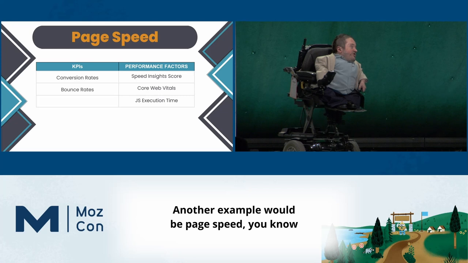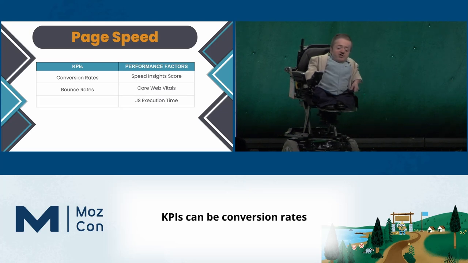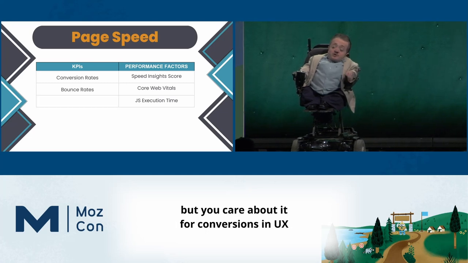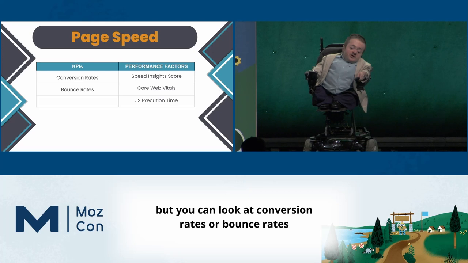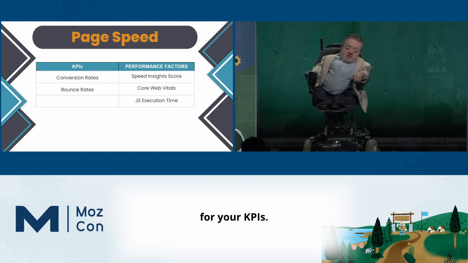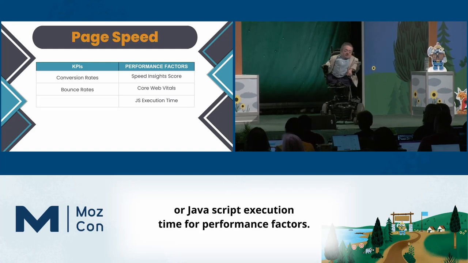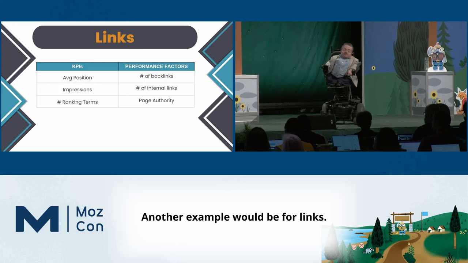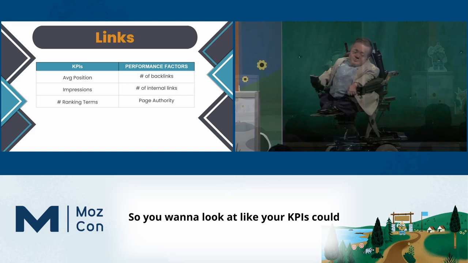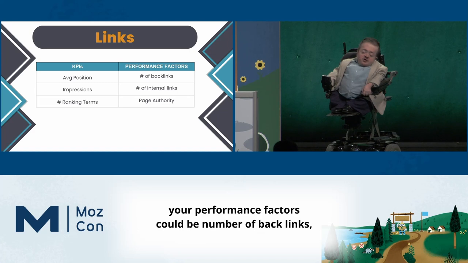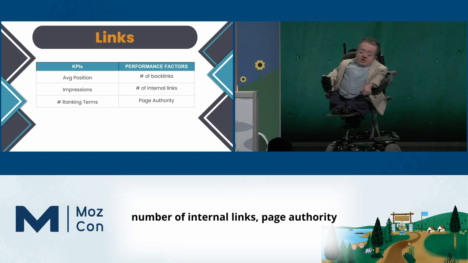Another example would be page speed. You know, KPIs can be conversion rates. So like maybe you don't care about page speed for SEO, but you care about it for conversions and UX, then you can look at conversion rates or bounce rates for your KPIs. You can look at your speed insight score, core web vitals or JavaScript execution time for performance factors. Another example would be for links. So you want to look at like your KPIs could be average position, impressions, number of ranking terms. Your performance factors could be number of backlinks, number of internal links, page authority if you're using Moz.